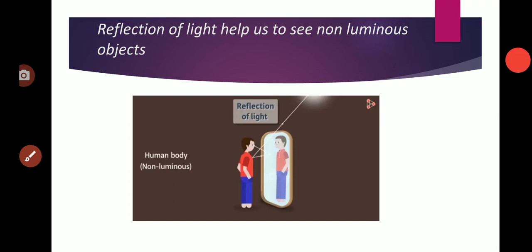this whole phenomenon or this whole process of bouncing back of light is known as reflection. Now let us have one more example which will make your concept clearer, that is, reflection of light helps us to see non-luminous objects.